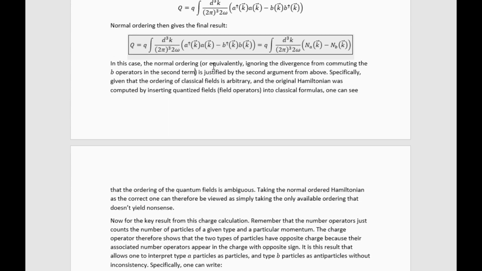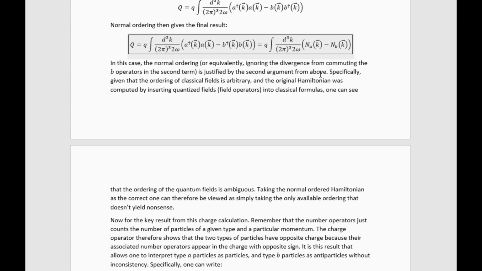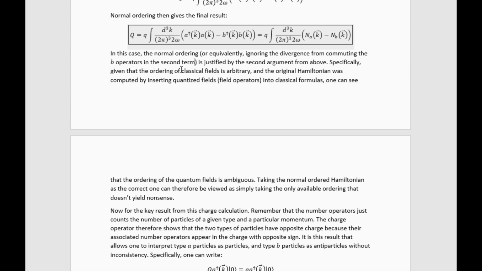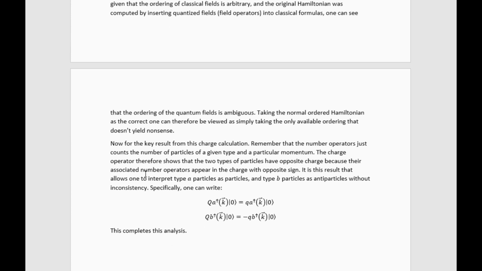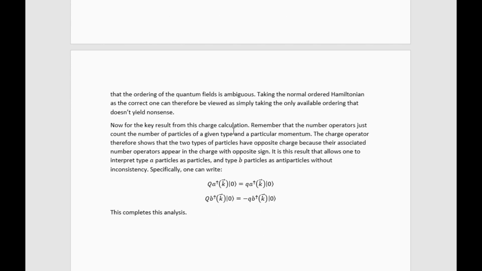In this case, the normal ordering, or equivalently ignoring the divergence from commuting the b operators in the second term, is justified by the second argument from above. Specifically, given that the ordering of classical fields is arbitrary, and that the original Hamiltonian was computed by inserting quantized fields into classical formulas, one can see that the ordering of the quantum fields is ambiguous. Taking the normal ordered Hamiltonian as the correct one can therefore be viewed as simply taking the only available ordering that doesn't yield nonsense.